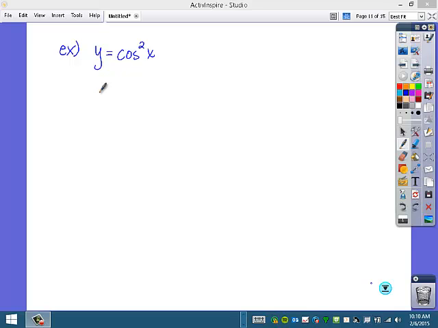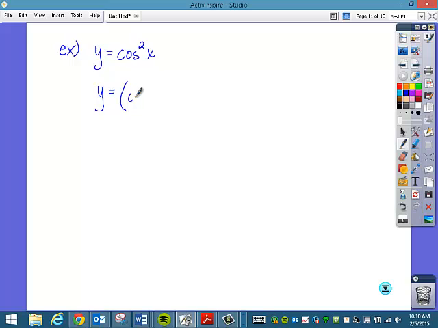Our next example, we're really going to use the chain rule to take the derivative of this. So y equals cosine squared x. So first thing is rewrite this as cosine x squared. So when we rewrite it like that, hopefully you see that this would be a chain rule problem.